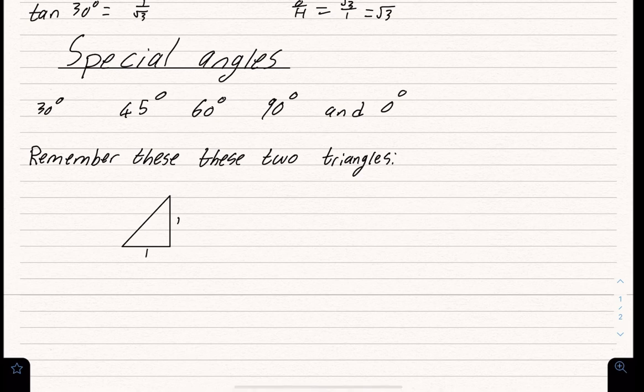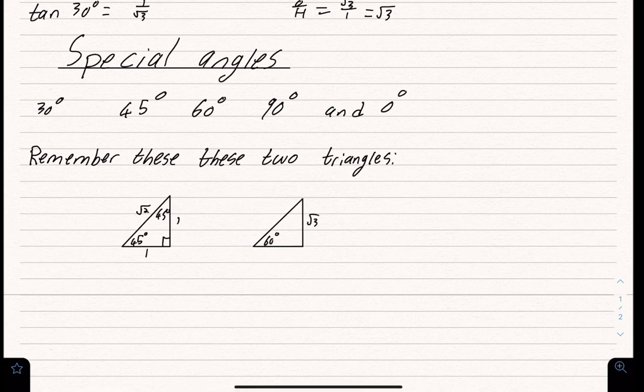So this one's a really easy one. It's just a right-angled triangle with the sides being 1, 1, and root 2. And because it's an isosceles triangle, the two angles will be equal. So they'll be 45 degrees. So that's the first special triangle.